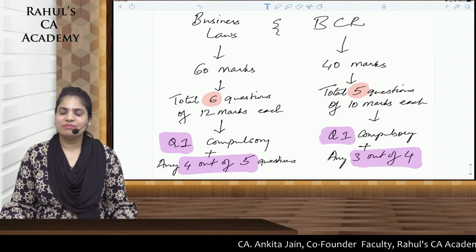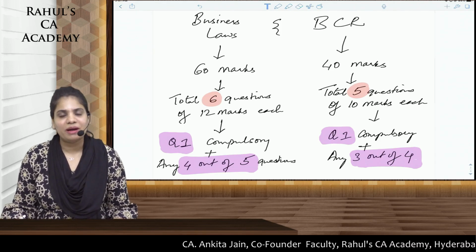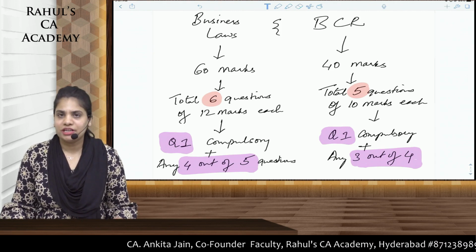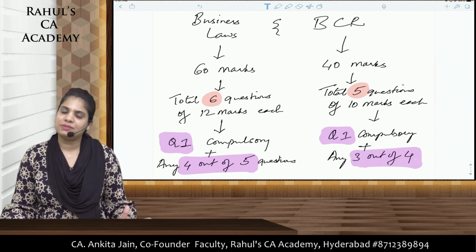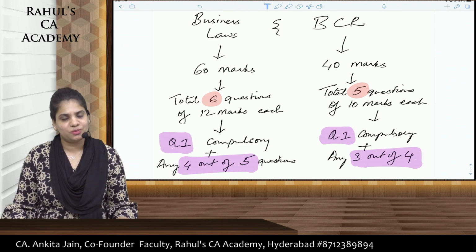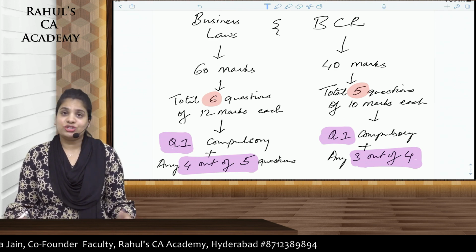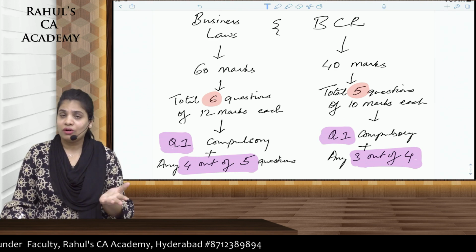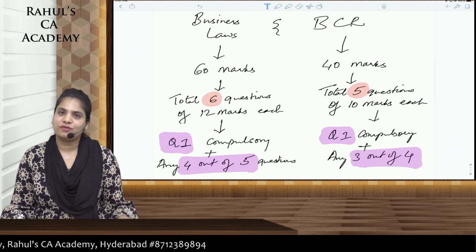Hi guys, I'm CA Ankita Jain, and in this video I'm going to talk about the exam weightage for CA Foundation Paper 2, that is Business Laws and BCR, Business Correspondence and Reporting. Now I'm sure you're aware that your paper, Law, is for 60 marks and BCR is for 40 marks.